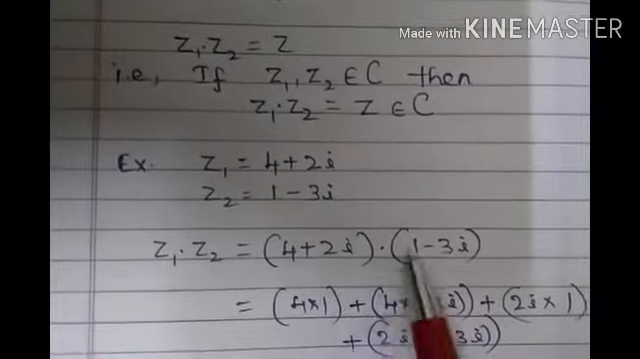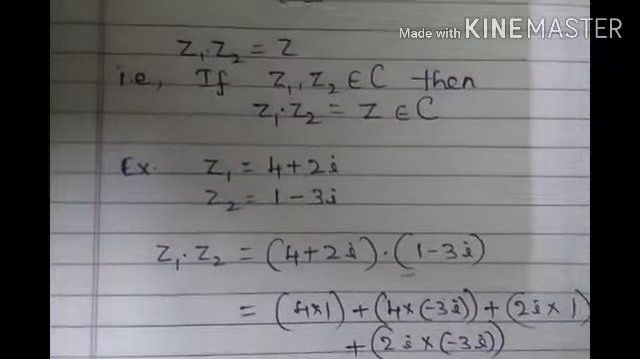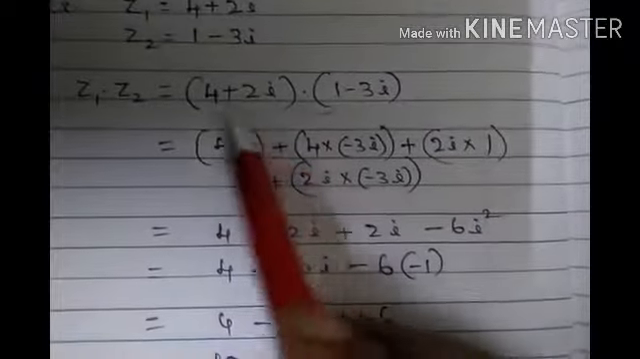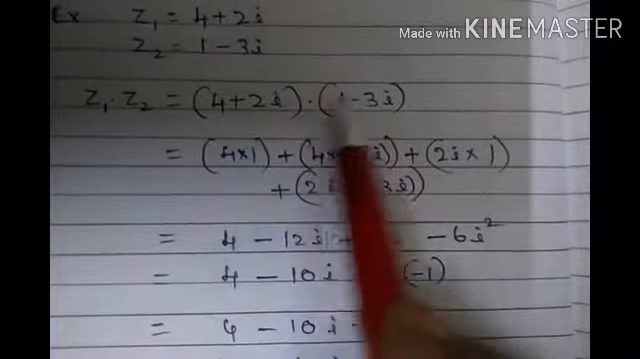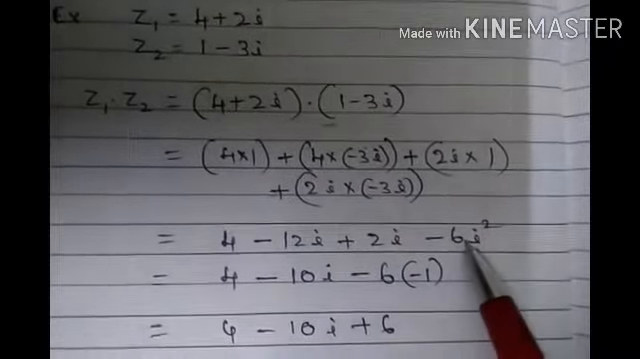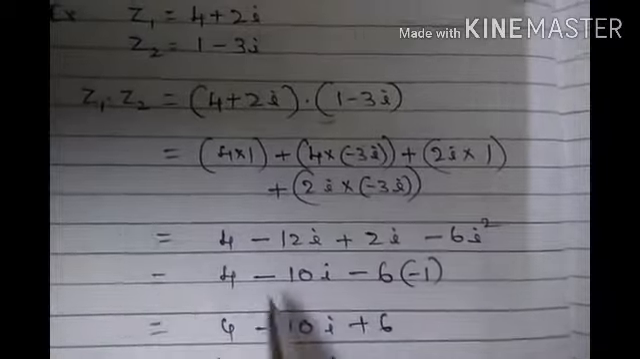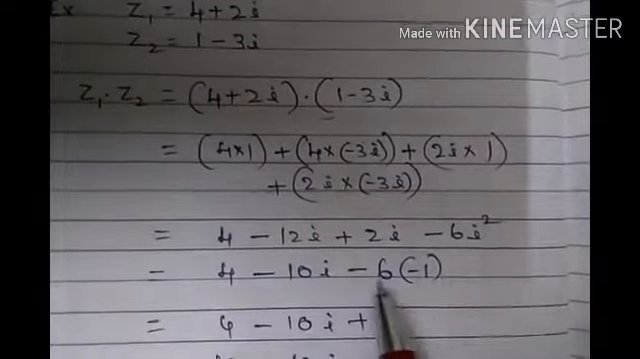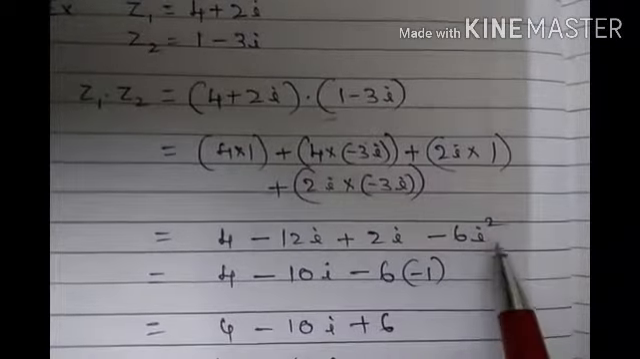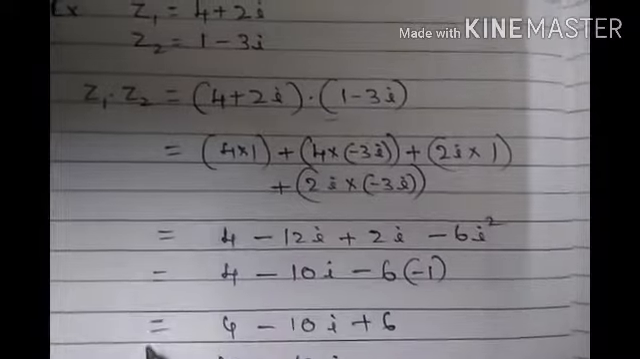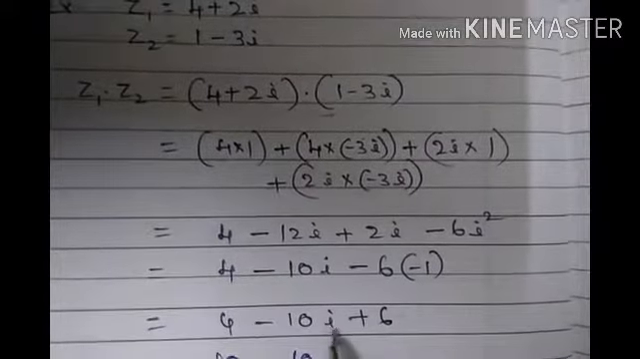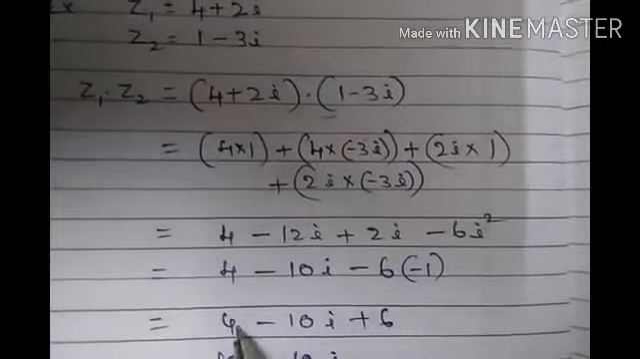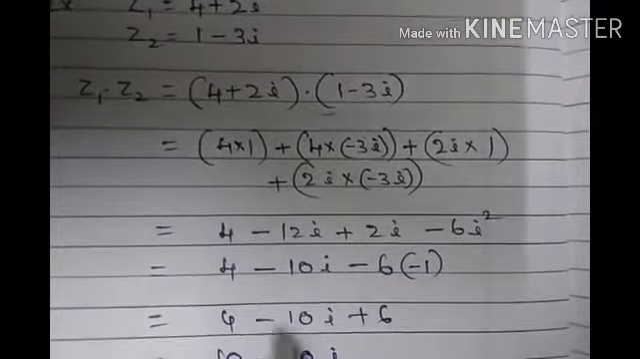That is equal to 4 into 1 gives 4, 4 into minus 3i gives minus 12i, 2i into 1 gives 2i, 2i into minus 3i gives minus 6i square, which is equal to 4 minus 12i plus 2i is minus 10i, minus 6 into minus 1. Since the value of i square is minus 1, it is 4 minus 10i, minus of minus is plus 6. That is equal to 4 plus 6, 10, and minus 10i.